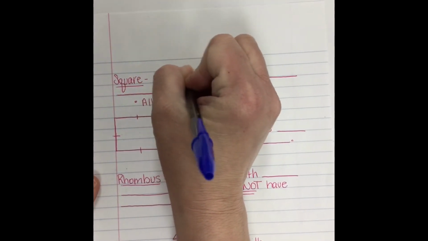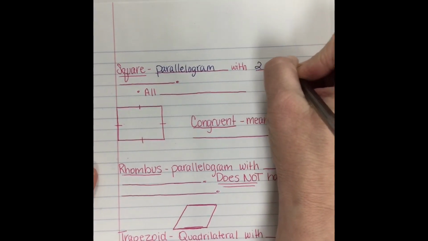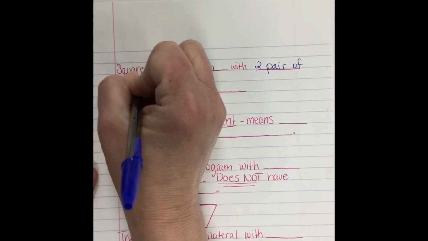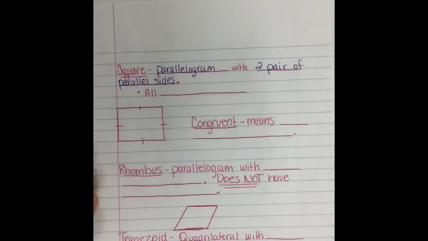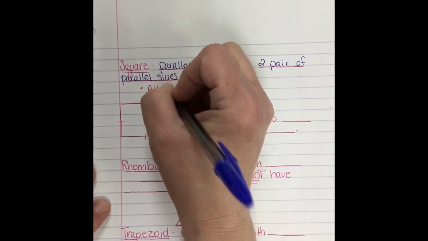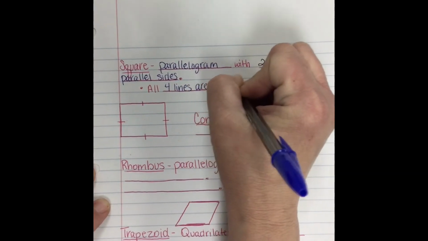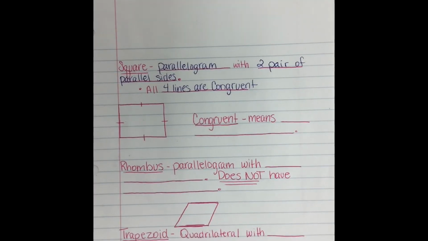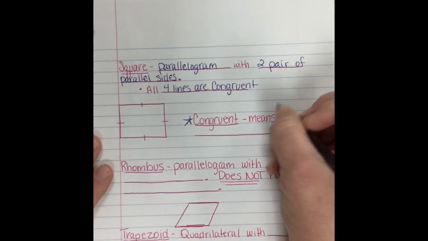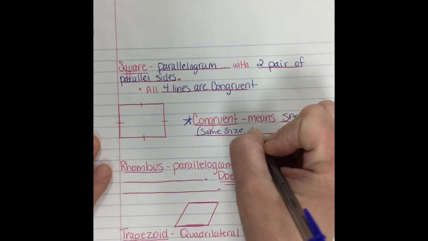Okay, next is the square. The square is also a parallelogram. Okay, and a parallelogram we know has two pair of parallel sides. On a square, you notice that all four lines have the same marking, which means all four lines are congruent. Okay, and just a little side note, congruent means same. Same size, same shape.